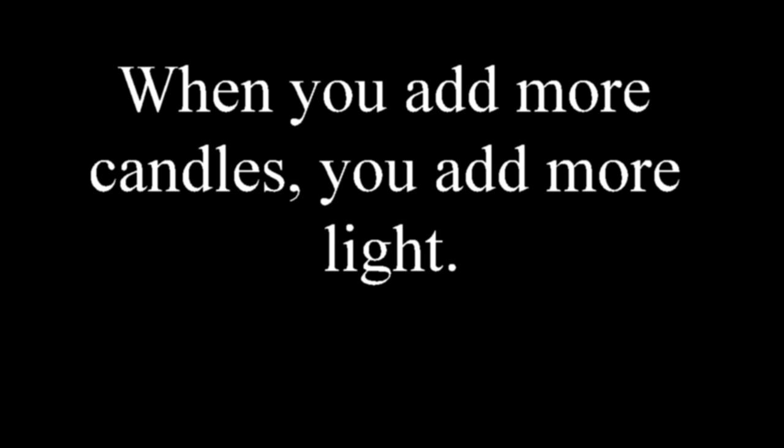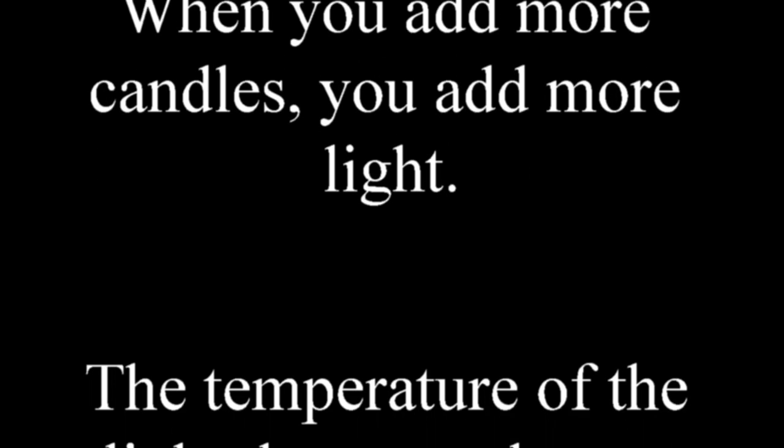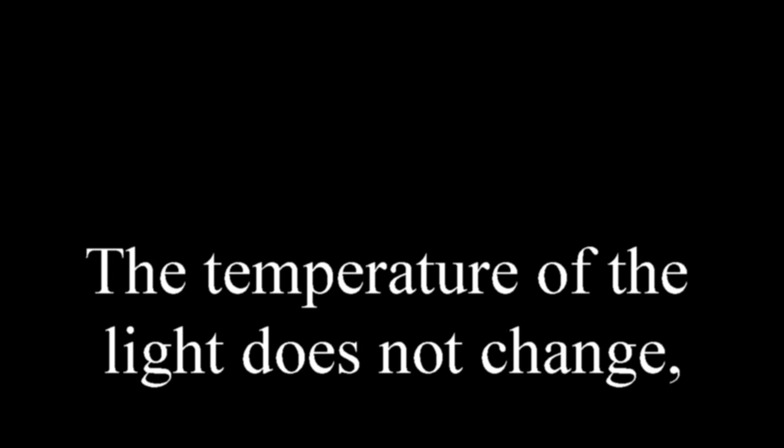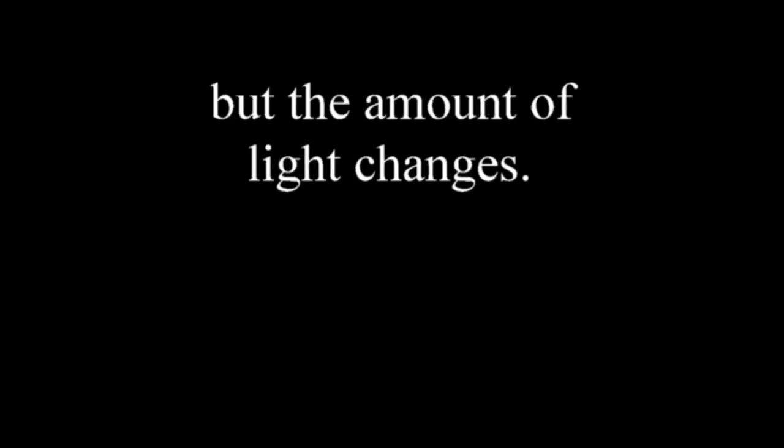Another aspect of light is the amount of light. Just like you can produce 1 lumen or foot candle with 1 candle, you can put 2 candles close together, and there you can produce 2 lumens. Then, when you add more candles, you add more light. The temperature of the light does not change, but the amount of light changes.